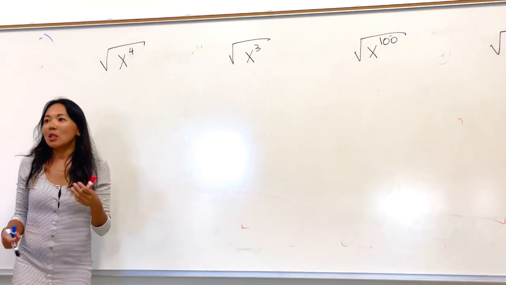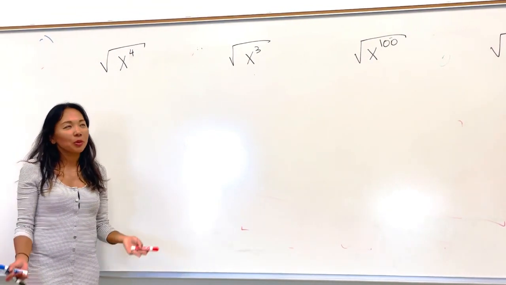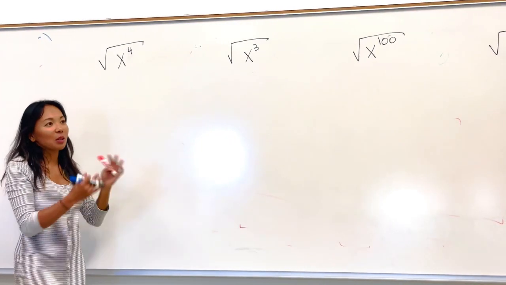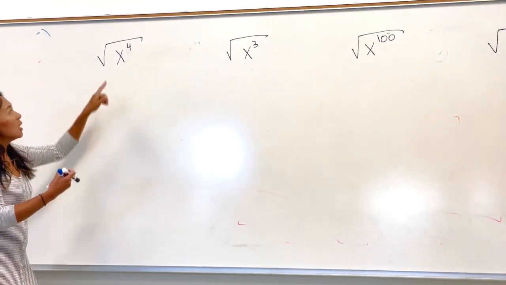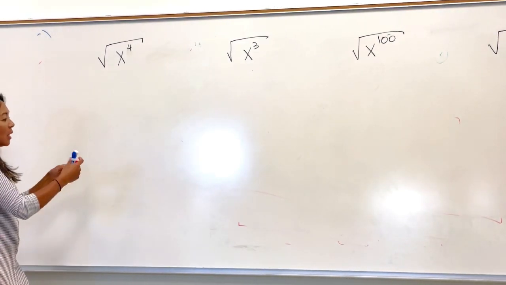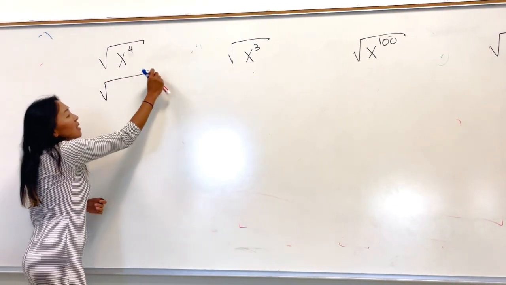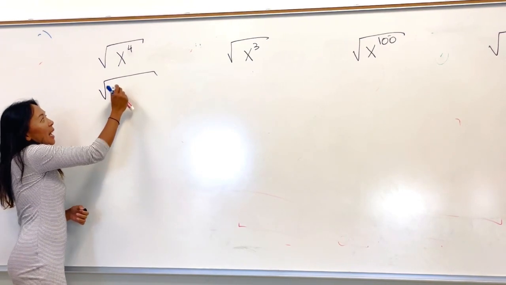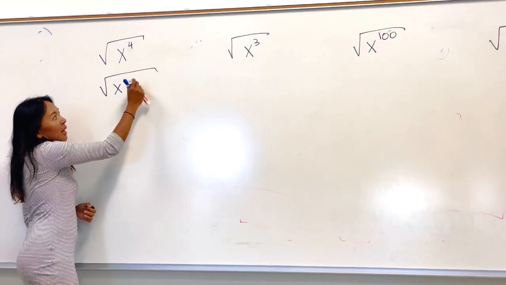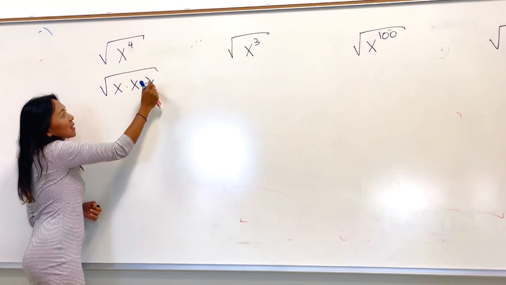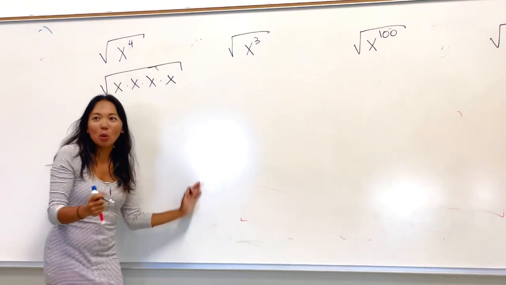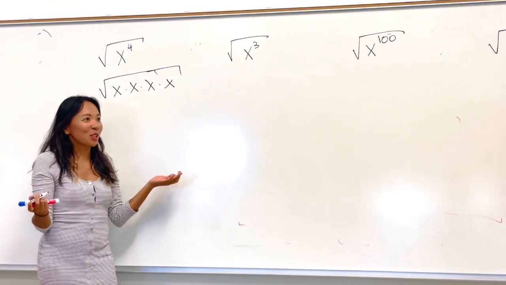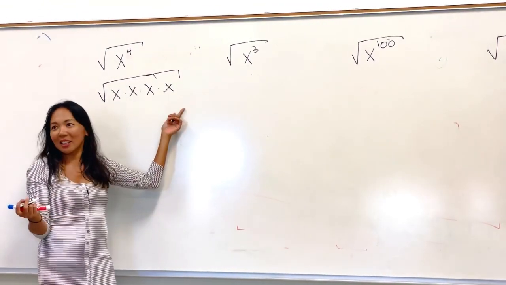So we use the same method of the waterfall or whatnot, or rewriting it where it looks like a game. So here, the square root of x to the fourth, if I were to rewrite this, x to the fourth is the same thing as writing x times x times x times x, right? So we don't really have to do the whole factoring waterfall because there's no numbers to really think about. You just think there's 4 x's, right?